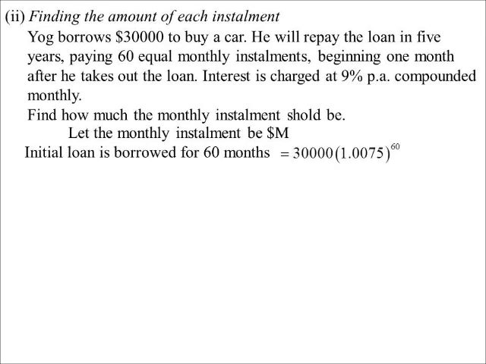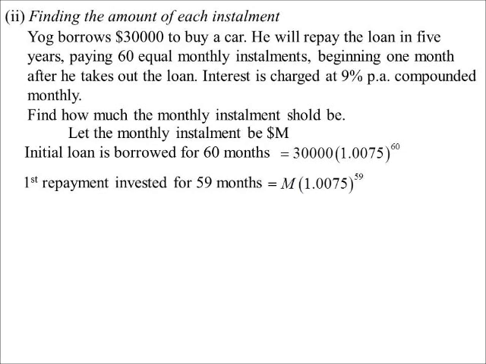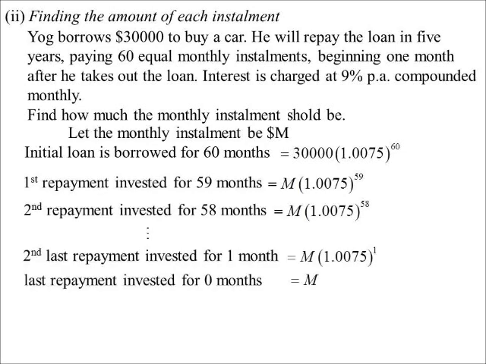The bank is investing in me $30,000 with the interest rate applied, power of 60. First repayment will be in there for 59 months. Second one, 58 months. And so on and so on and so on until we get to that last repayment, which will be, thanks very much, we're done.